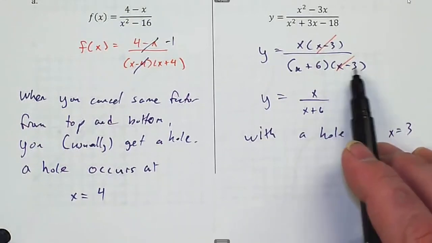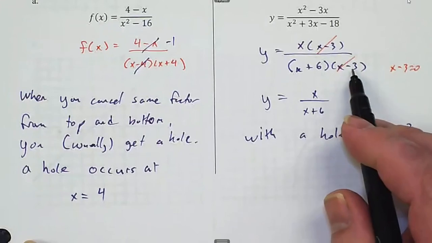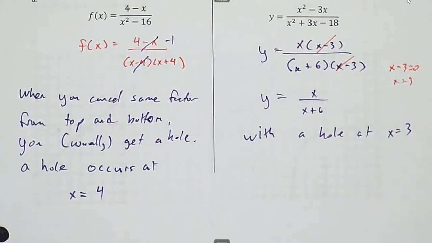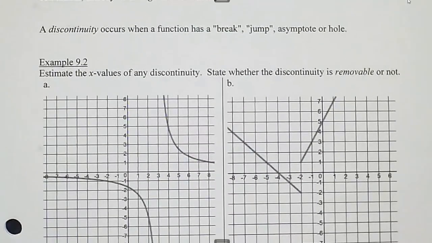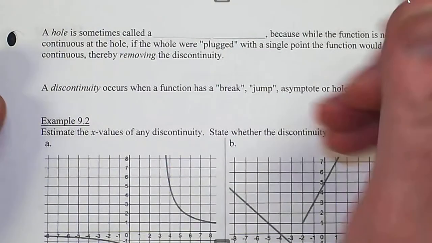It's the 0 of x minus 3. It's what makes x minus 3 equal 0. So if that was an x plus 3, it would be a negative 3, because you have to add it to the other side. Okay. A hole is called a removable discontinuity.